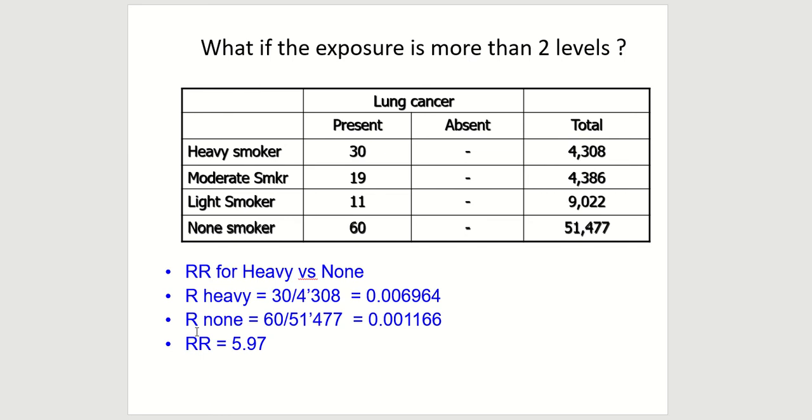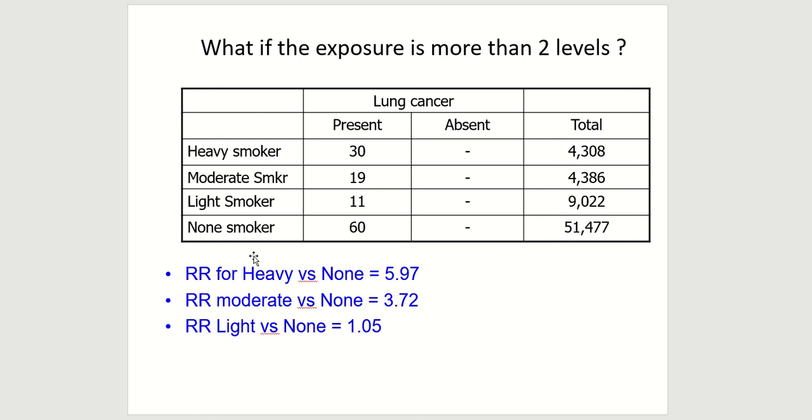You can see that I'm using the non-smoker as my reference. For heavy smoker, these are the risks I'm calculating. The risk for heavy smoker, I mentioned earlier, is 30 over 4,308. You get the number. For non-smoker, 60 over 51,477, and then you calculate the relative risk, and it comes out to be equal to 5.97. And let's say 6. Therefore, heavy smoking raises the risk of cancer 6 times, or the risk of lung cancer among heavy smokers is 6 times greater than that of non-smokers. That's the 6.